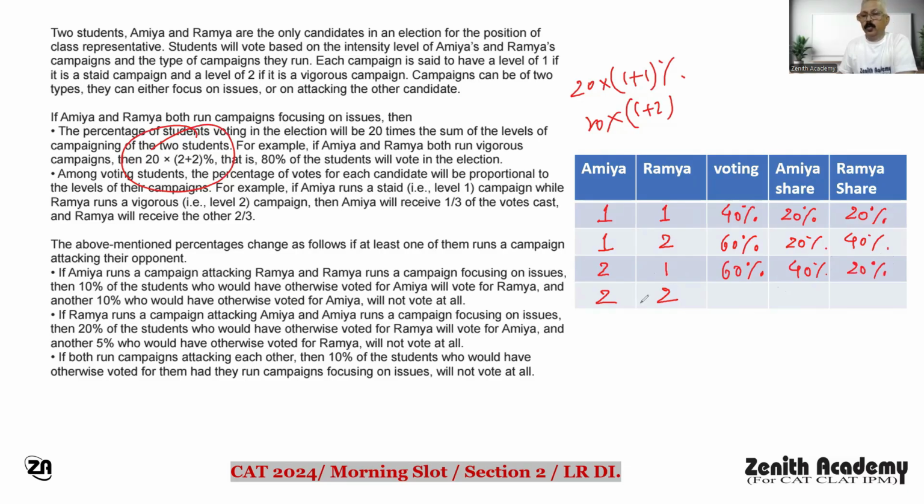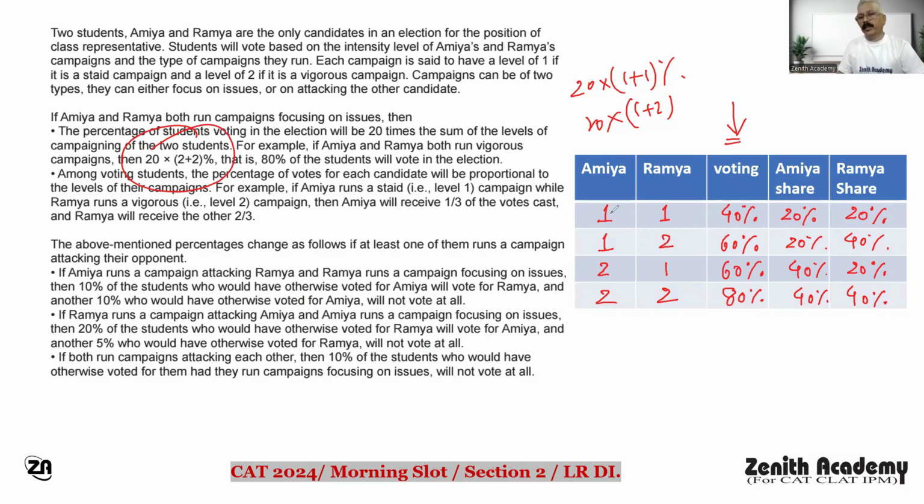And if this is the condition, the voting will be 20 into 2 plus 2, which means 80%. And 2 is to 2, which means they will share 40%. Okay, so I think it is clear. This is about voting percentage.